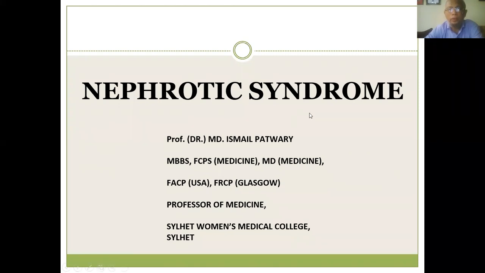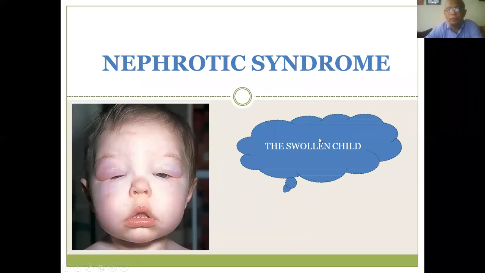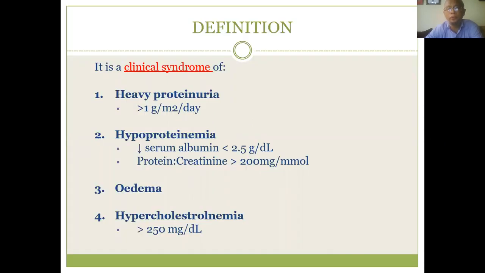Nephrotic syndrome presents as a swollen child, where you see puffiness of the face, swollen eyelids, and also generalized anasarca. So in a case of swollen children, first you should think whether this child is suffering from nephrotic syndrome.